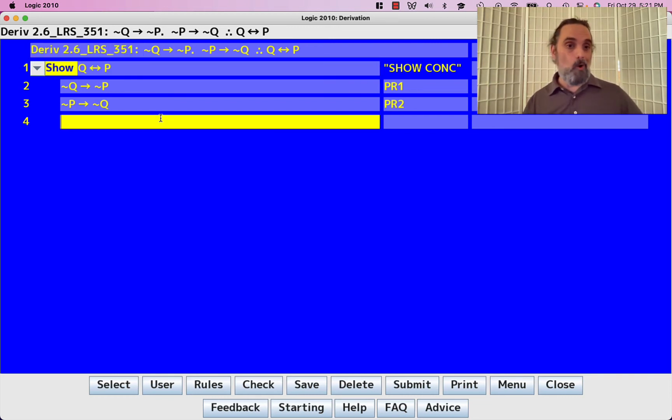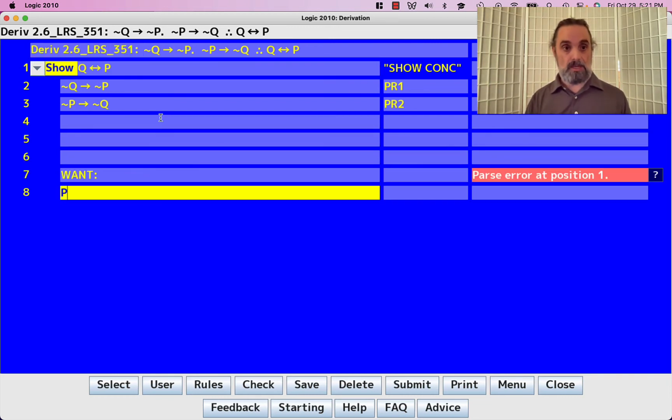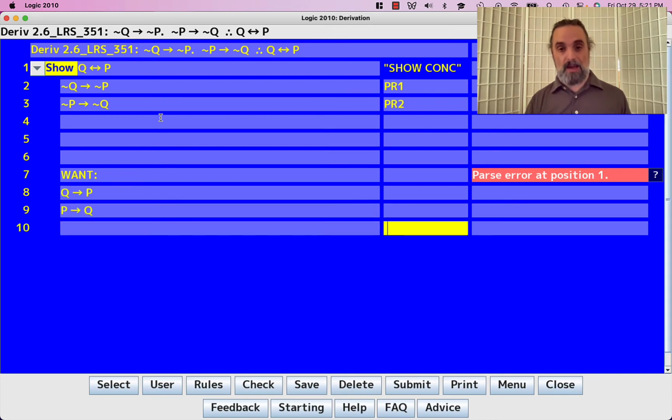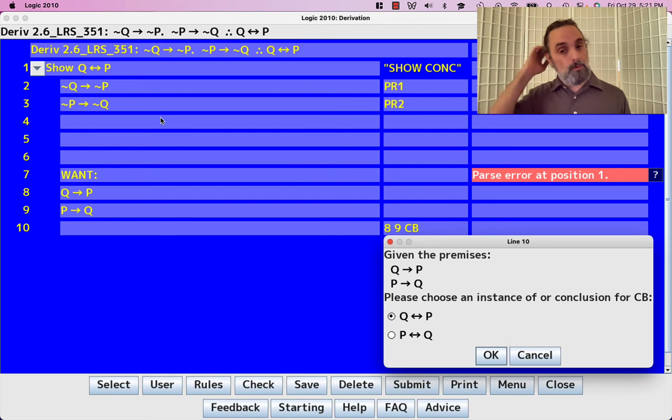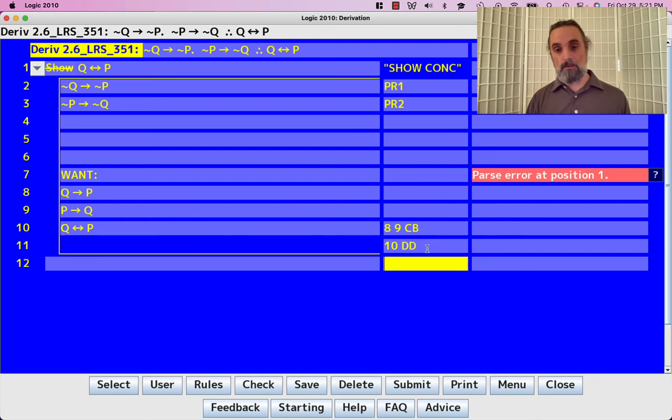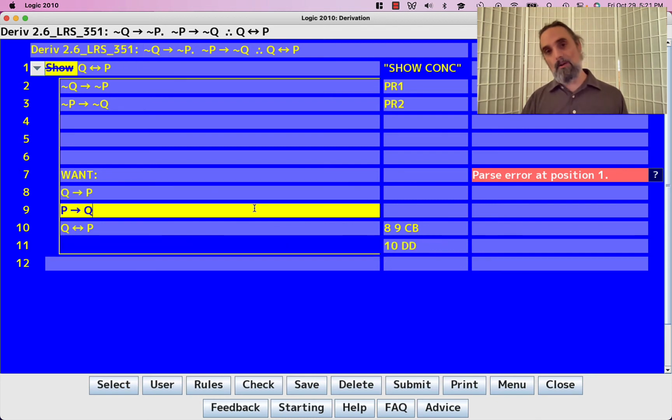And so what I want is if Q then P, and I want if P then Q. And once I have those, I'll be able to apply CB, our new biconditional rule, giving us the conclusion, allowing us to DD. And the only problem is, we don't have these. But once we get them, this is what we're going to do with them. So we want to get them.